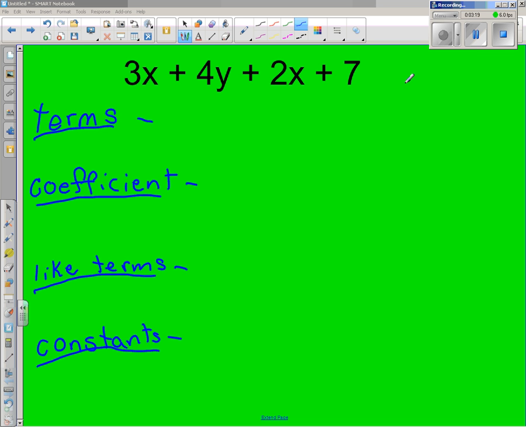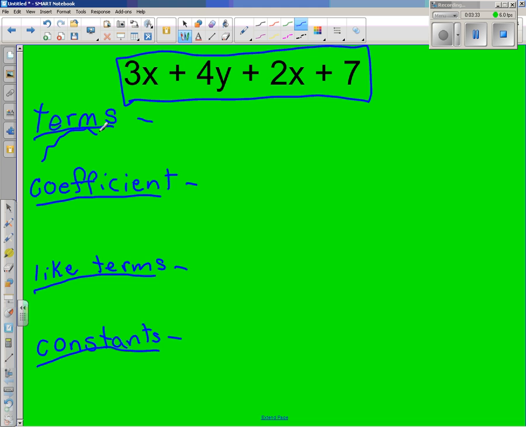Okay, so if I were to look at this expression here, I have 3x plus 4y plus 2x plus 7. That is our expression. Remember, an expression is made up of numbers, variables, and operations. And if I'm trying to identify my terms, first of all, I'm looking for all the different pieces and parts of my expression. So 3x is one part, 4y is another, 2x, and then 7. Those are the different terms I have. So I'm just going to list them, 3x, comma, 4y, 2x, and 7.